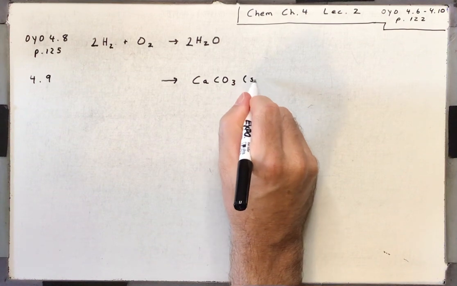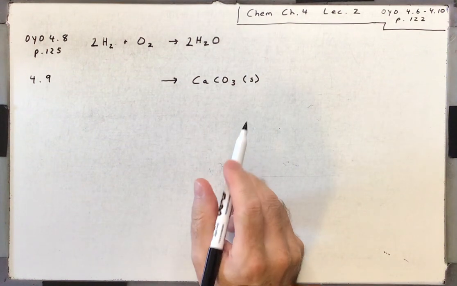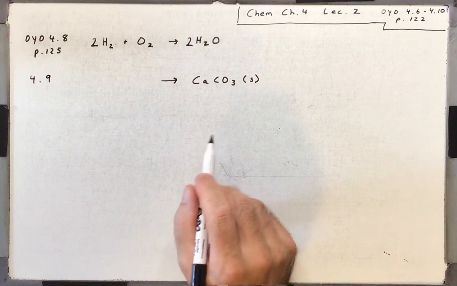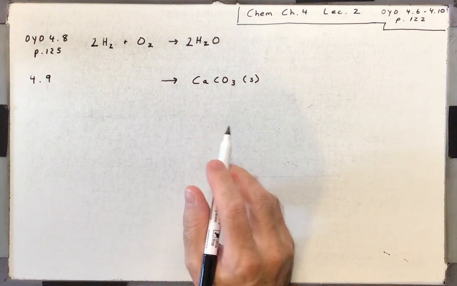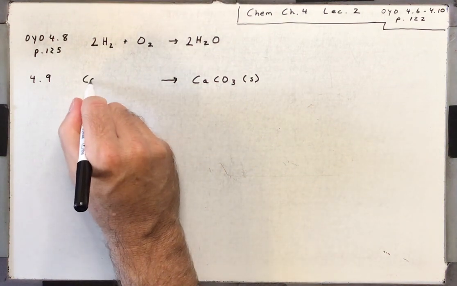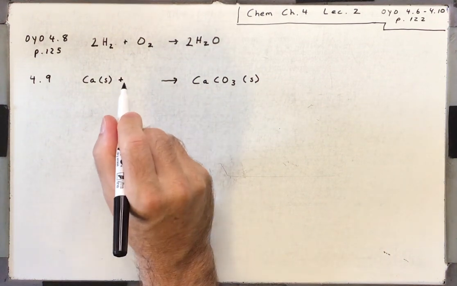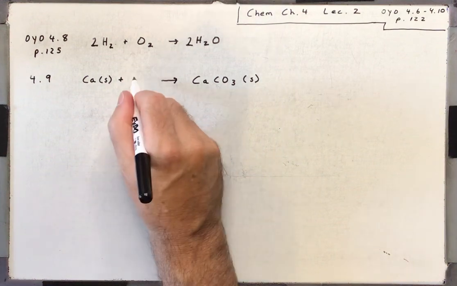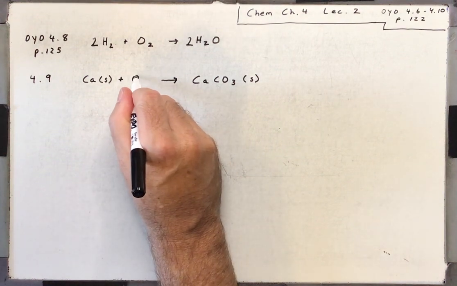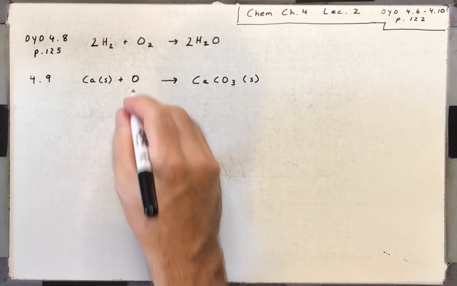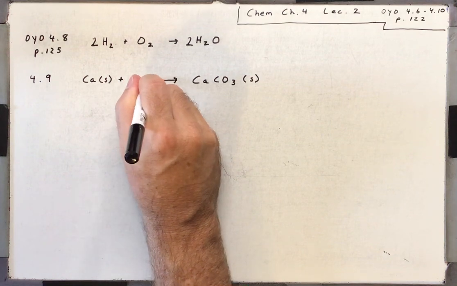And it also tells us the phase. It says it's solid. Now, our reactants, what's on the left, we have solid calcium, so I'm going to put an S there, plus gaseous oxygen. Now, oxygen is not just O, is it? That's a homonuclear diatomic, so we have to put O2.